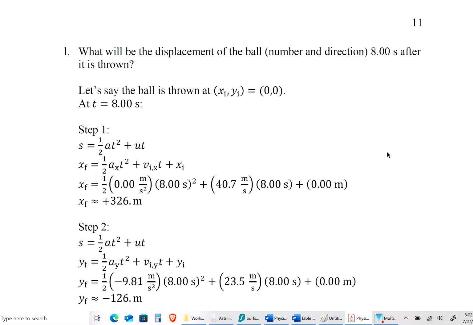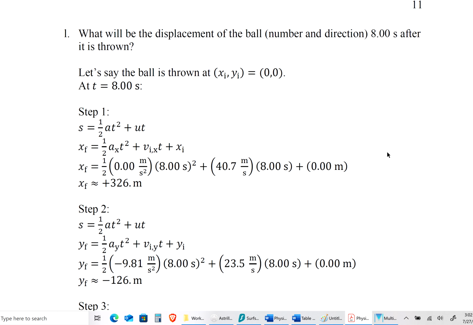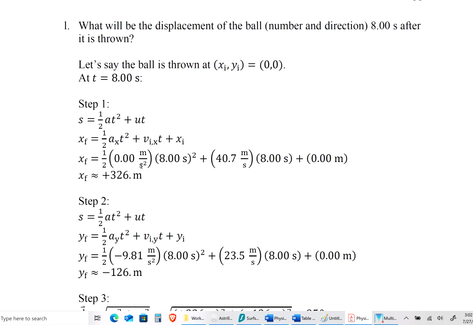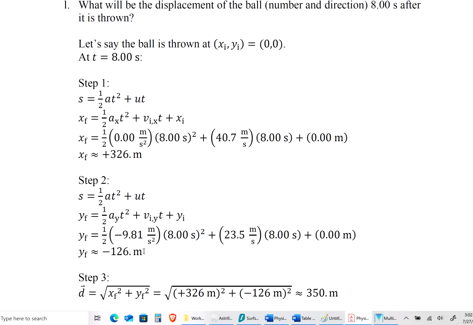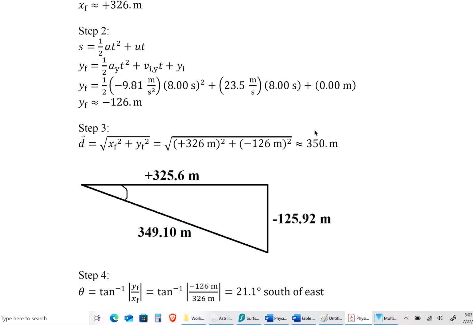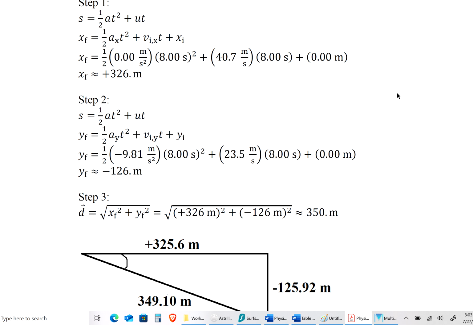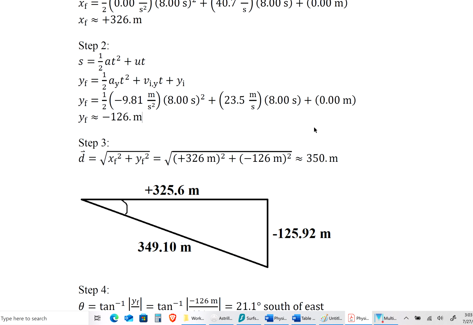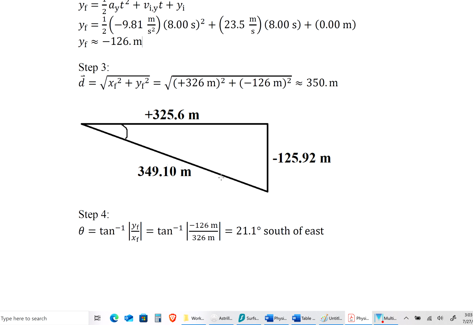Part L, what will be the displacement of the ball 8 seconds after it's thrown? We could solve for x final. We could solve for y final. And then we get the displacement here to be about 350. Because x final is positive 326, y final is negative 126. So that's why it's going to be south of east here.